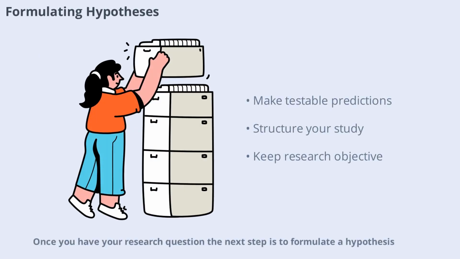Once you have your research question, the next step is to formulate a hypothesis. A hypothesis is a testable prediction about what you expect to find. For example, you might hypothesize that people are more likely to help others when they are in a good mood. Hypotheses help structure your study and provide a basis for analyzing your results. They also make your research more objective and focused.